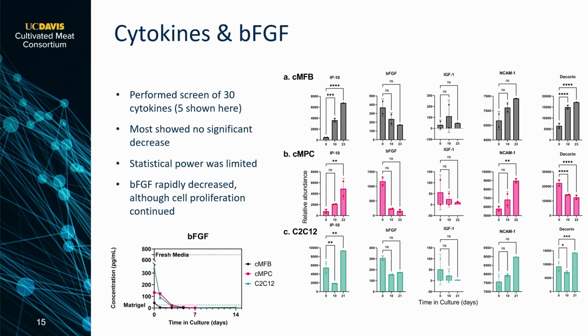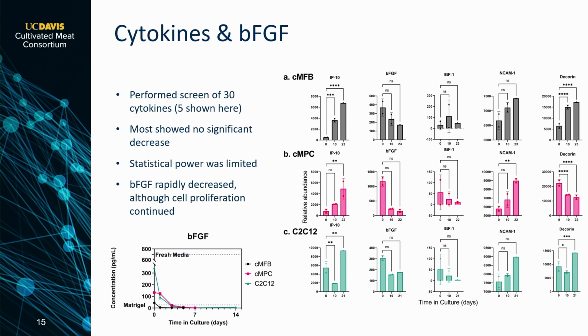So first we performed a screen of 30 different cytokines. I'm only showing 5 of them here because these were the 5 that showed more significant differences over time. And so the bars on the x-axis are the time points in culture, basically from the beginning, middle, and end of the culture period. And the y-axis is the concentration of the proteins. And we can see that although the statistical power was very limited for this experiment, so I wouldn't pay too close attention to the statistical indications there, you can still discern some trends overall.